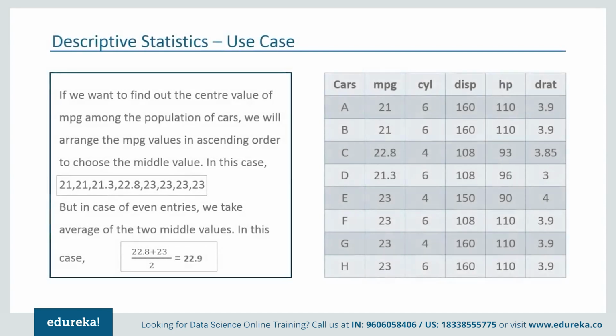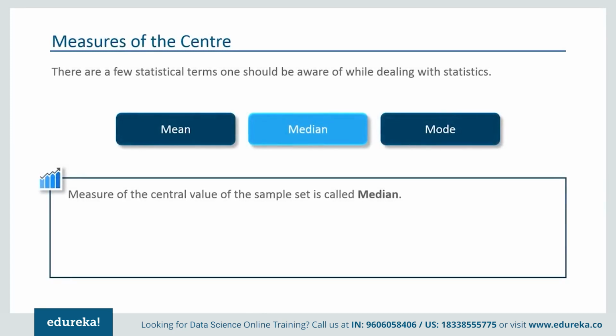Next we have median. If we want to find out the central value of MPG amongst the population of cars, we'll have to arrange all values in either ascending or descending order and choose the middle value. In this case, since we have an even number of values, which is 8 values, we take the average of the two middle values. In this case, it is 22.9. Therefore, the measure of the central value of a sample set is called a median.